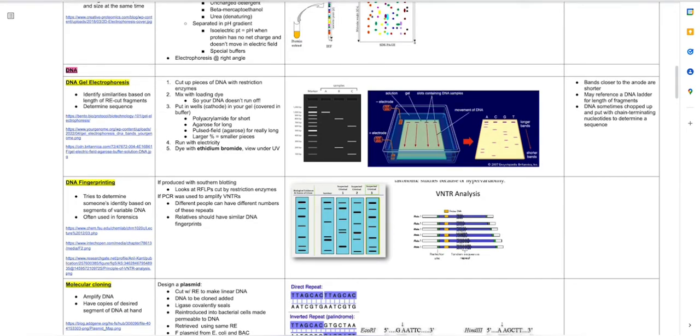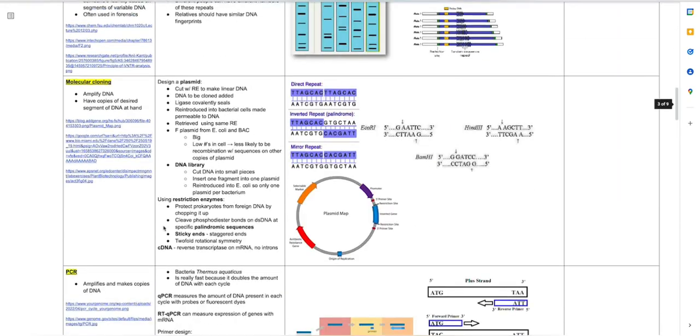So next up, we're going to talk about molecular cloning. The purpose of molecular cloning is to amplify DNA, and it also helps you have copies of a desired segment of DNA at hand. Molecular cloning is not the same as cloning an entire organism. It basically just entails making a bunch of copies of DNA.